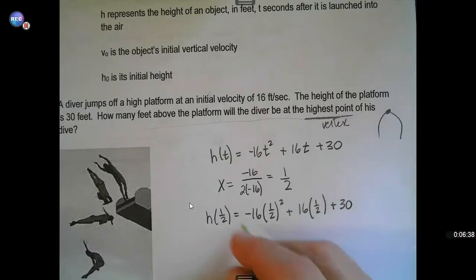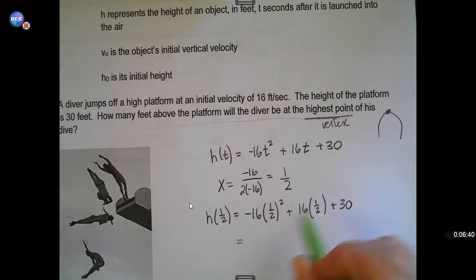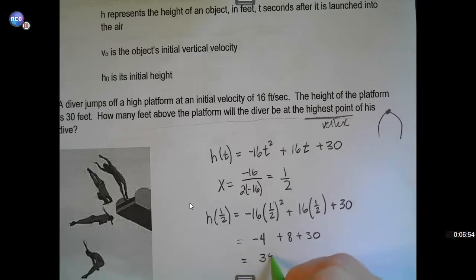So this is going to be 1/4. 1/4 times negative 16 is negative 4. Half of 16 is 8. And it looks like I'm going to get 34.